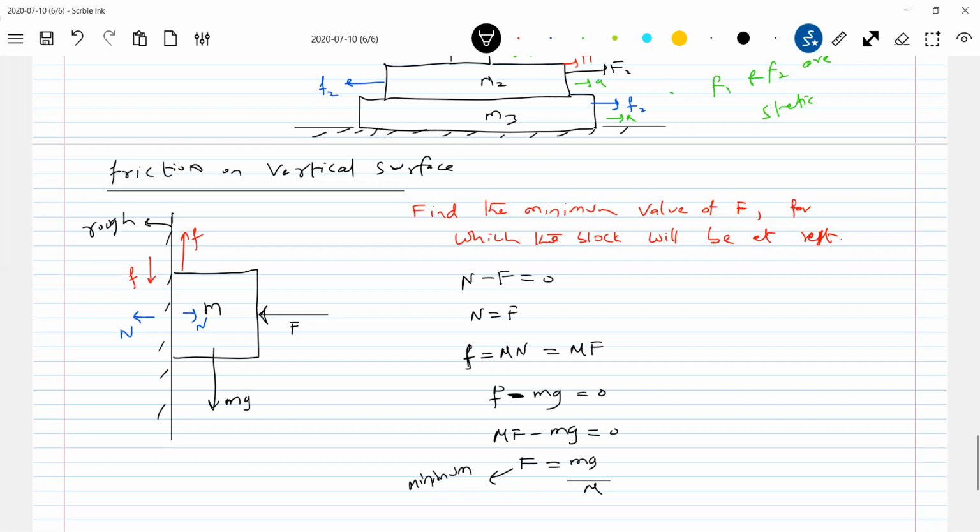If you apply force less than this, the block will slide down. If you apply force more than this, will the block slide up? No. Because what is the maximum permitted value of the friction? Friction cannot be greater than mg. So here I'll put the condition: F greater than or equal to mg by mu, the block will be at rest. F less than mg by mu, the block slides down.